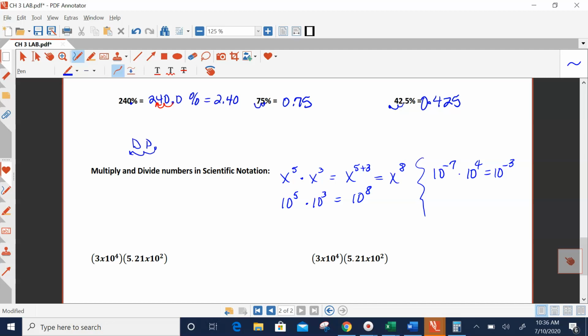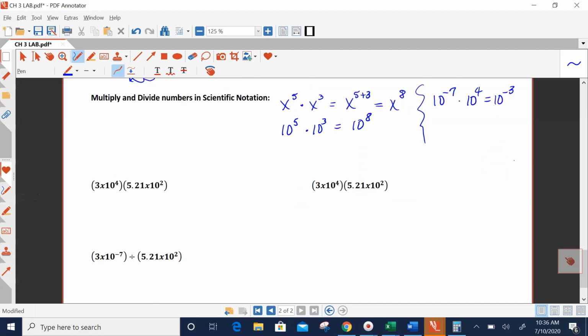So thinking about that rule for exponents, let's look at how we're going to multiply and divide. So we're going to start off by multiplying the two front numbers together. I'm going to rearrange it. The two front numbers are going to go together, and then the two last pieces get multiplied together.